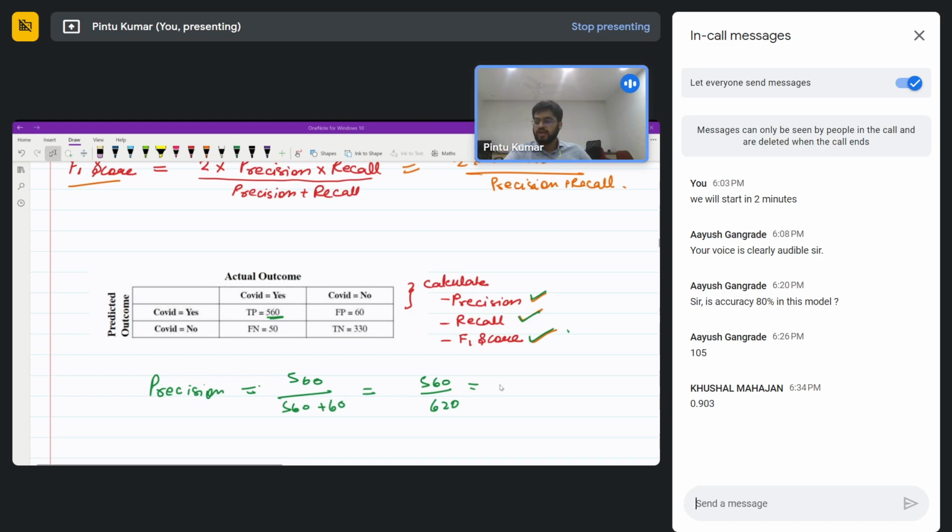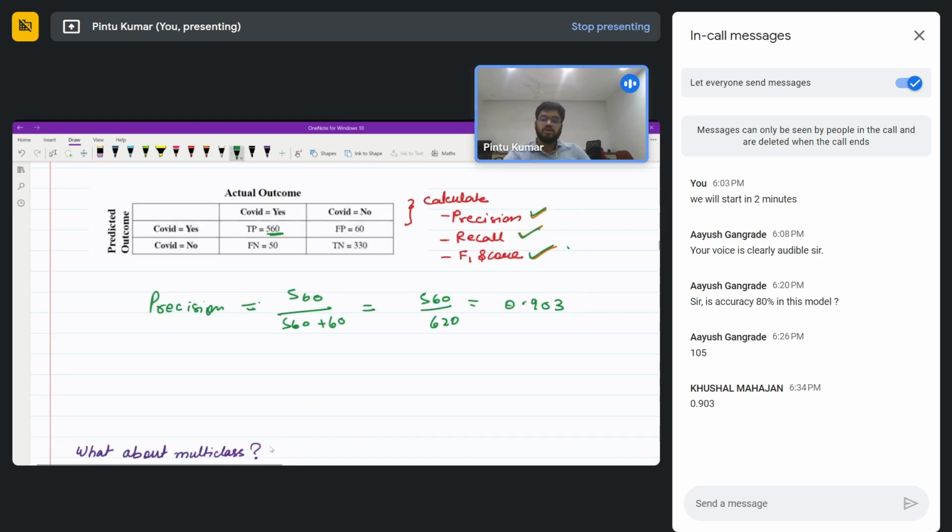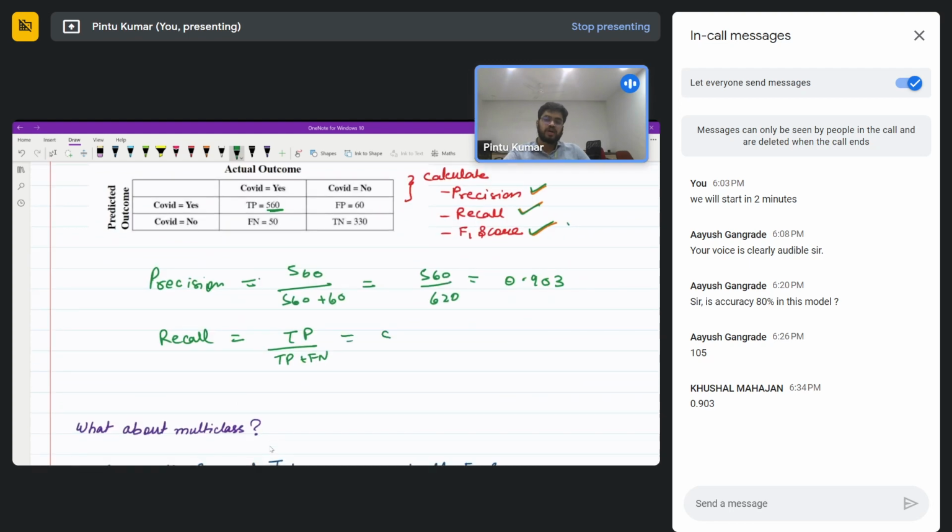Okay, so I'm believing you that this must be correct. So this is 0.903. And what is my recall? Recall is true positive divided by true positive plus false negative. So this is 560 divided by 560 plus 50, which you are saying is 0.918. Okay. So this is how we calculate precision and recall.